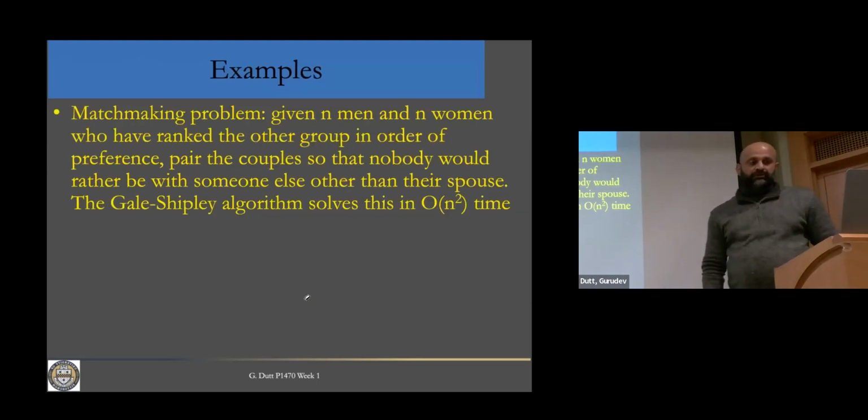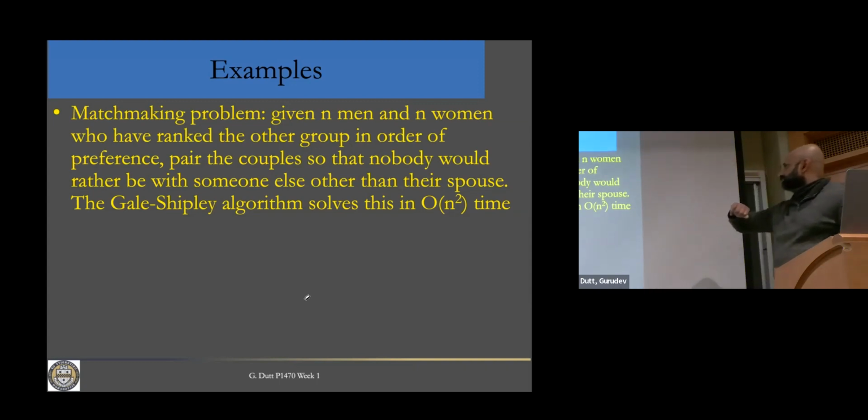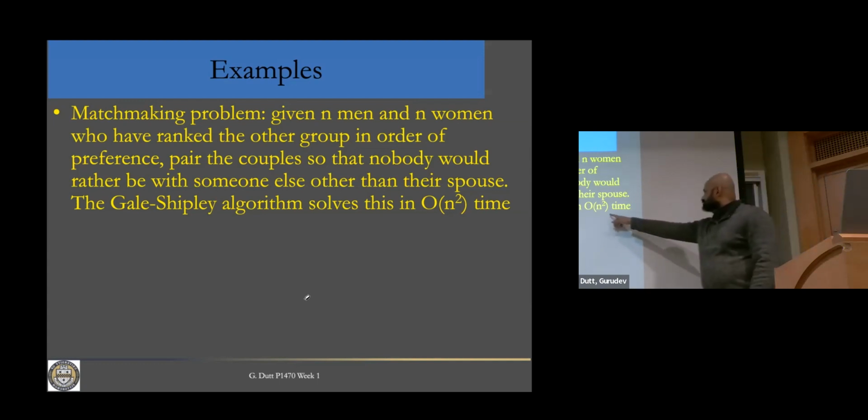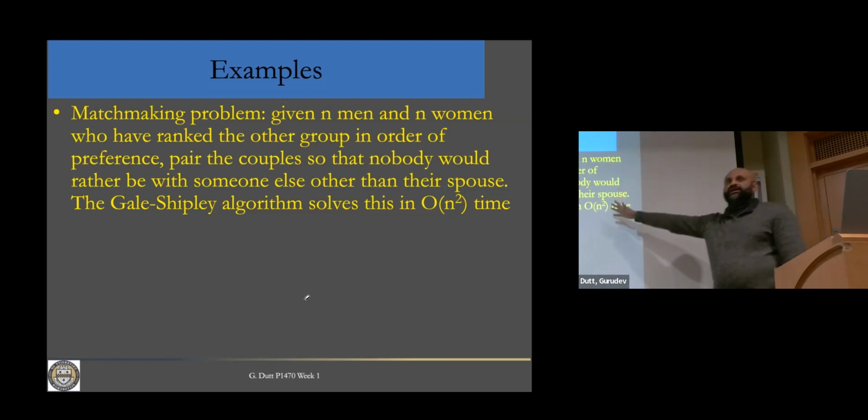So examples, okay. Here's a problem: given n men and women who have ranked the other group in order of preference, pair the couples up so that nobody would rather be with someone else than with their spouse. This algorithm solves it in O of n squared time. Okay? Big O of n squared. And the idea is, as you can imagine, that as the number n goes larger and larger, n squared will always form an upper bound for the running time of this algorithm.